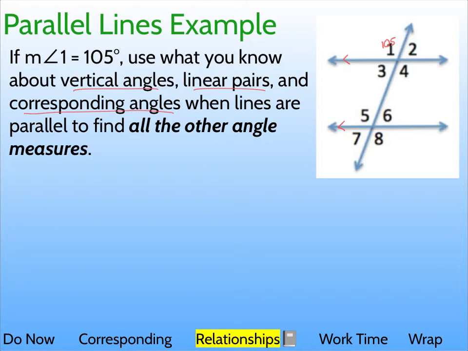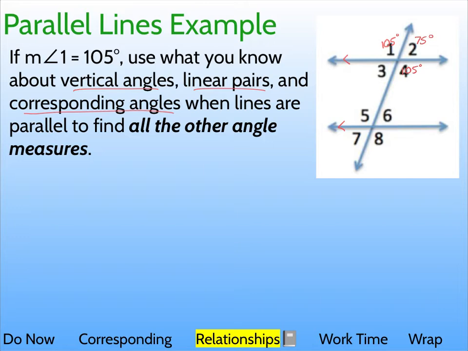We know vertical angles are always congruent. So, from this 105 degrees right here, what's vertical to it is this angle 4. And since they're always congruent, that would mean that that's also 105 degrees. Now, if we want to look at linear pairs, like angle 1 and angle 2 are linear pairs because they're right next to each other and they make a straight line. So those have to add up to 180 degrees. So 180 minus 105 gives you 75 degrees.